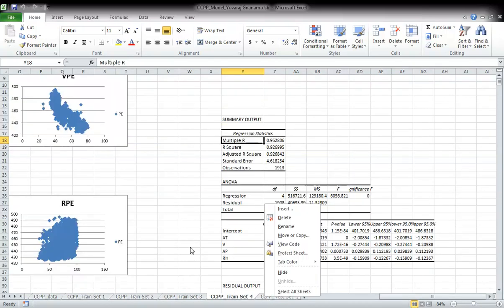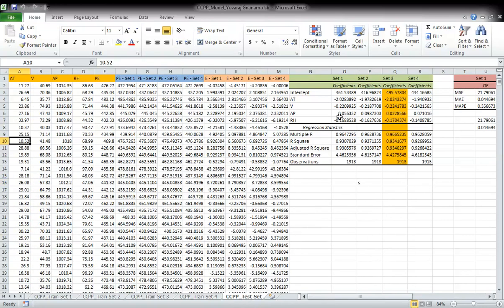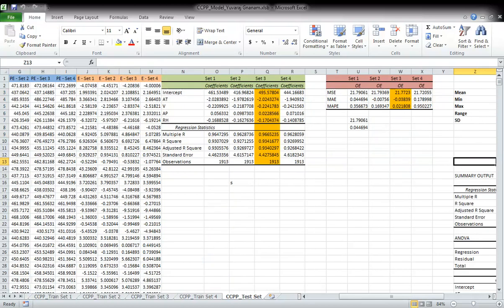In this sheet, I put a summary of all the data for set one. What is the intercept, what is the coefficient for each of the models for linear regression, and also the output regression statistics for each of these sets in the training model is captured here. As you see here, this model had a lower standard error, so I thought this is the more efficient set of coefficients, and this is the model I used.